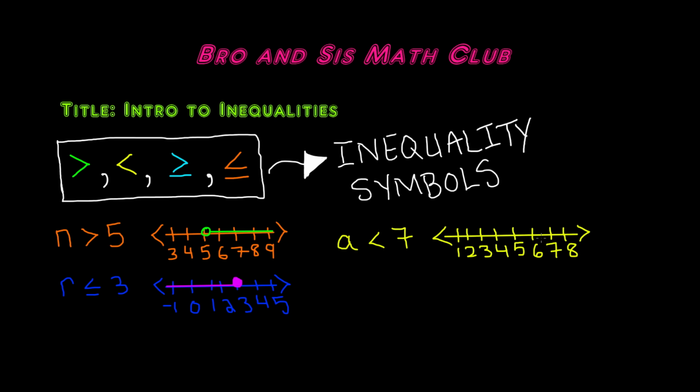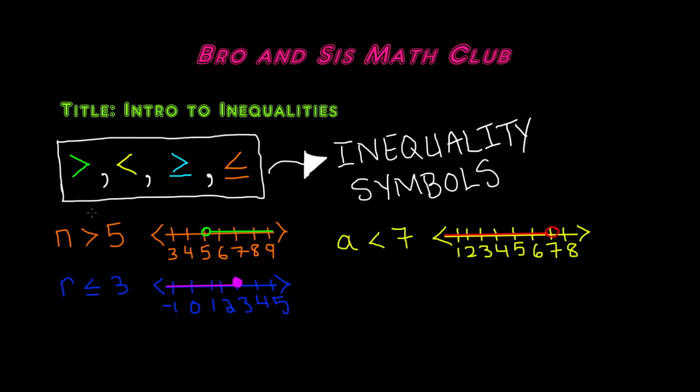Now we have to plot the number 7. Since this is less than, it will be an open dot. Now it's saying that the value of the variable a is less than the number 7. So we have to go to the left, because all the numbers that are less than 7 come to the left. Okay, so now we have graphed this inequality.